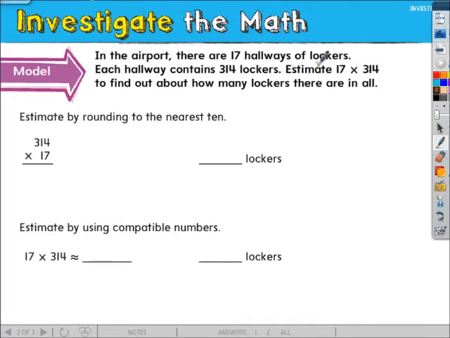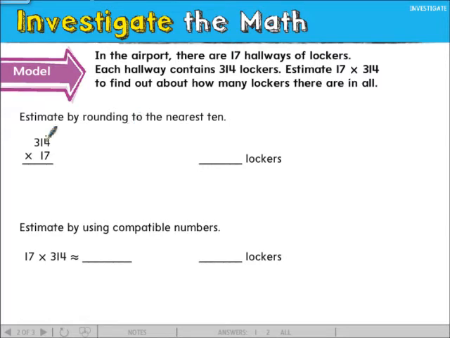All right. So, now we're going to estimate this number by rounding. And we're going to estimate the same exact multiplication problem by using compatible numbers. First of all, let's read our word problem. It says, in the airport, there are 17 hallways of lockers. Each hallway contains 314 lockers. Estimate 17 times 314 to find out about how many lockers there are in all. So we're going to round to the nearest 10 in our first problem. So 314 is going to become what?